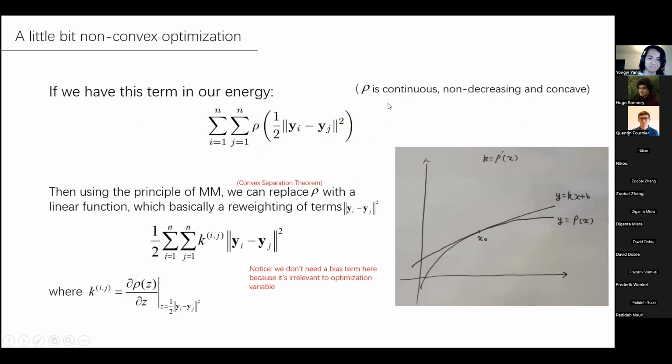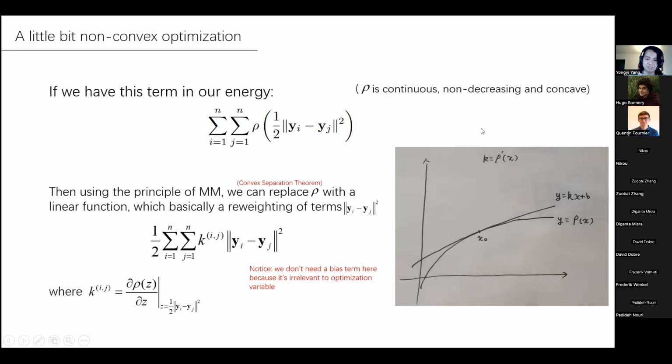Consider this problem where rho is continuous, non-decreasing, and concave. Because of this, it is a non-convex function, so directly using gradient descent might not converge to the optimal point. So we can use the majorization-minimization principle in this case.